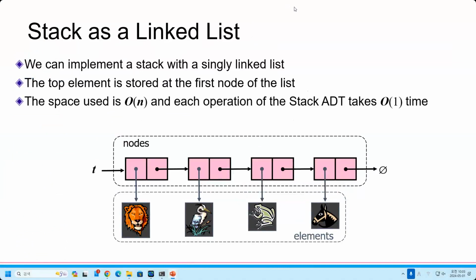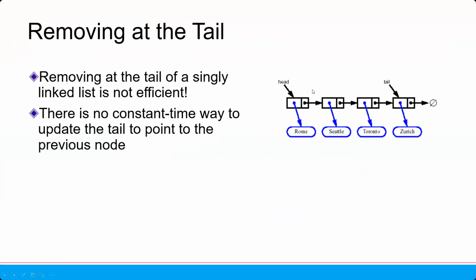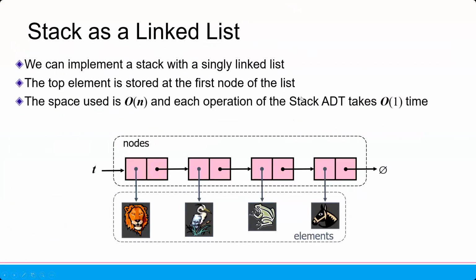Okay, as I mentioned about the linked list, if we want to remove at the tail, we will go from the first node. We will check one by one from the head until the tail. In order to avoid the worst case scenario, we can apply a stack. So we still remember stack is last in, first out.